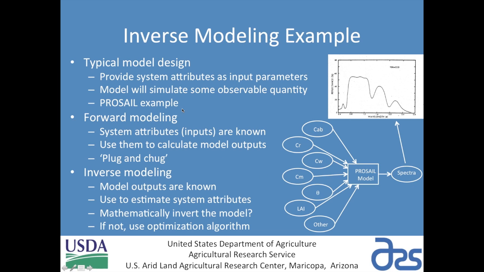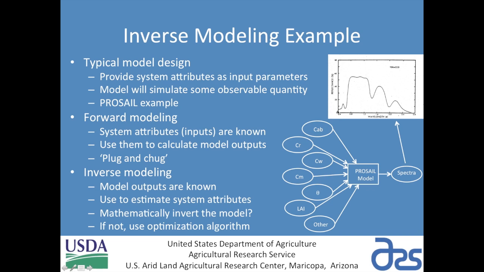So PROSAIL is an example model that's used quite often. It's a radiative transfer model used in remote sensing. This model basically takes as input things like the chlorophyll A and B content of a leaf, the water content of a leaf, the leaf area index of a canopy, and a few other parameters. And the model will then simulate what the canopy spectral reflectance response should be.